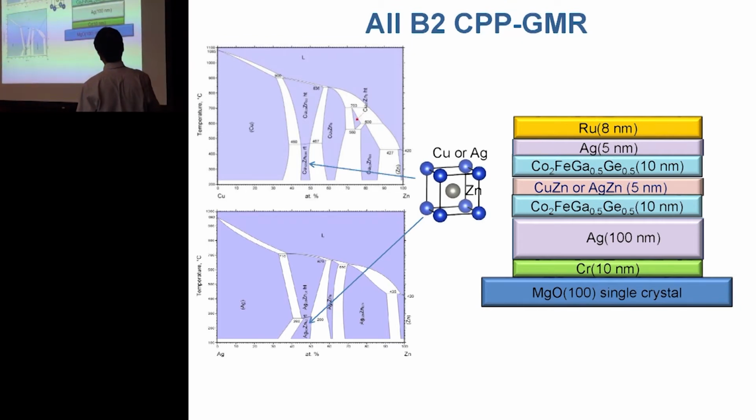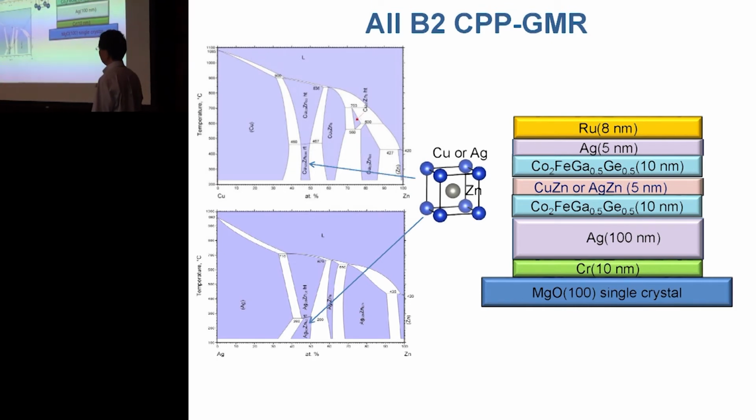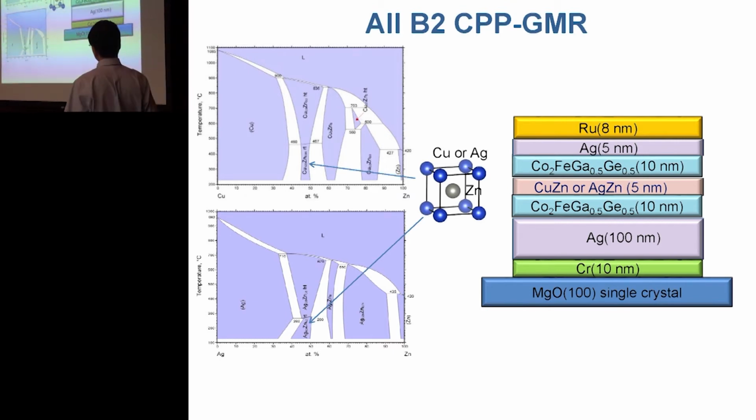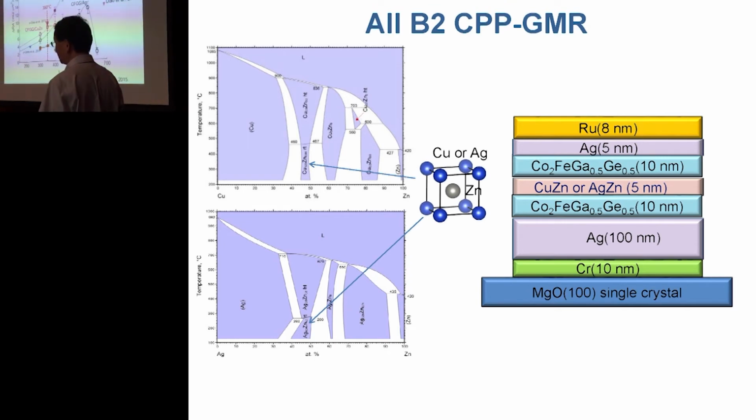Even if we anneal them, in most cases they end up with the B2 structure instead of going to the L10 structure. When we look at the phase diagram, copper zinc and silver zinc have a B2 compound. So we thought it might be interesting to make copper zinc or silver zinc as a spacer, because then after annealing we can get all-B2 GMR. In this case, because of good band matching, we may be able to get a large amount of output.